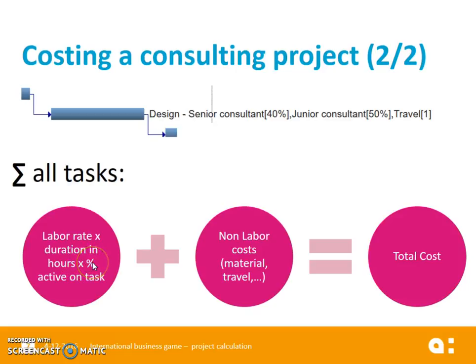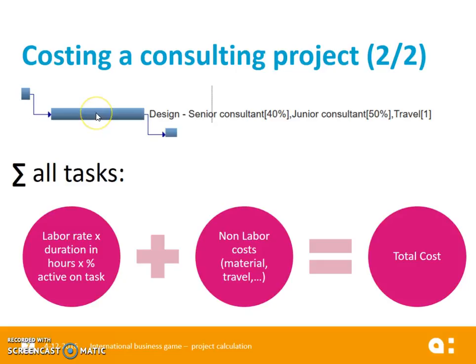multiplied with the percentage of time you will be spending on this task during that duration. For example, 50%. So you will work half time during that duration of 40 hours on that task. So that means that this person then will actually work 20 hours on that task taking 40 hours. Multiply that with his labor rate, for example 60 euros. And you have the labor cost to be allocated to that task for that person.